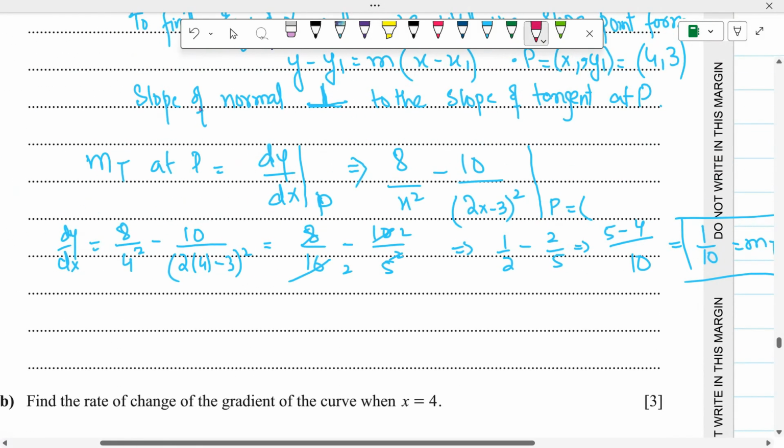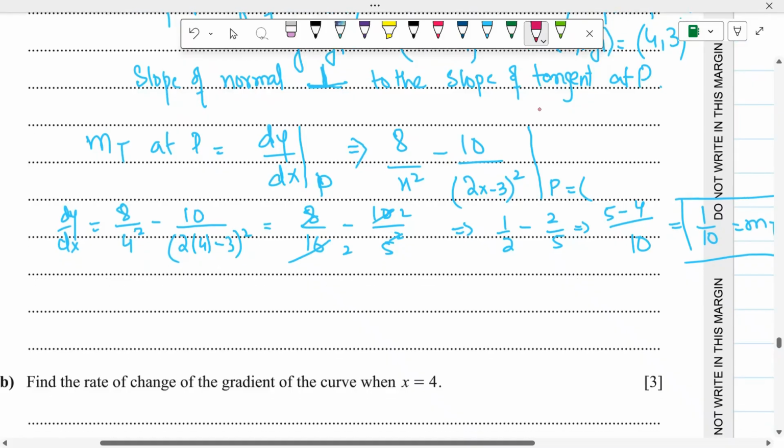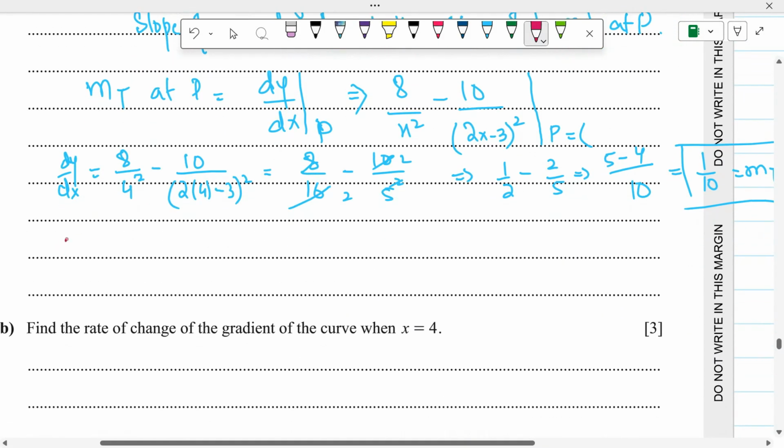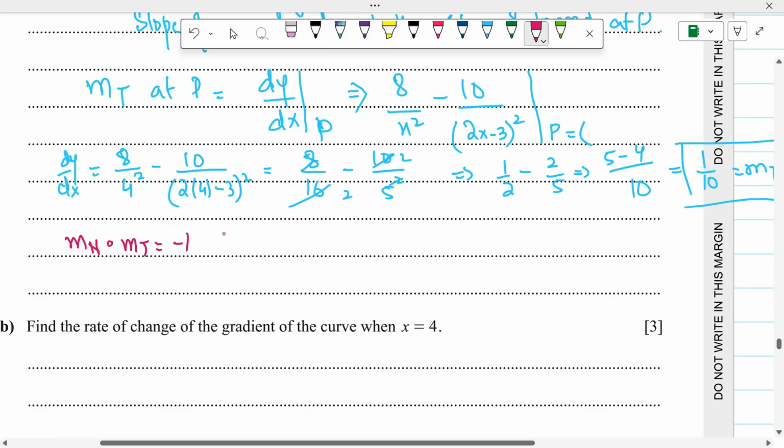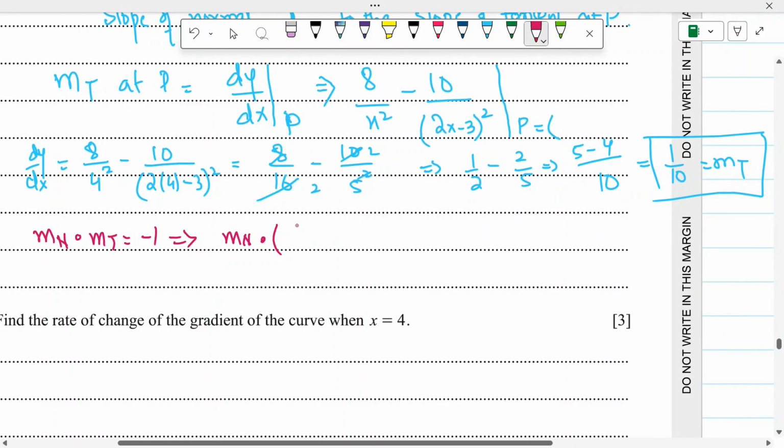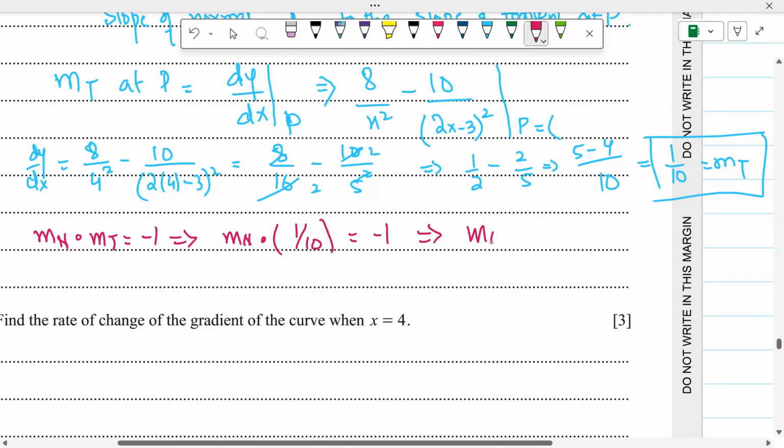And we know that the slope of the tangent is perpendicular to the slope of the normal. So normal slope times tangent slope is -1. Plugging in the slope of the tangent, the slope of the normal times 1/10 equals -1, and the slope of the normal is -10.